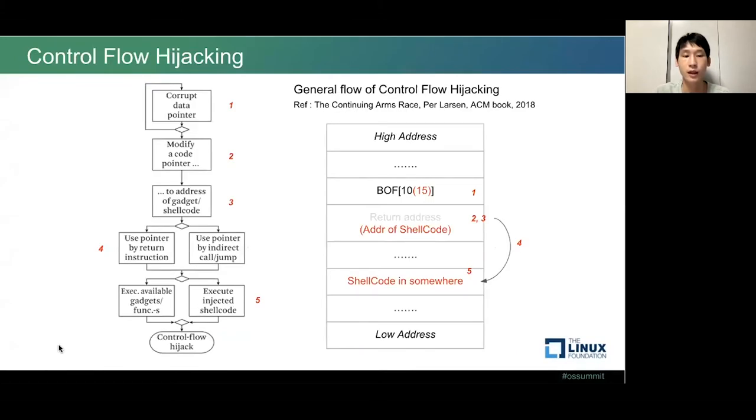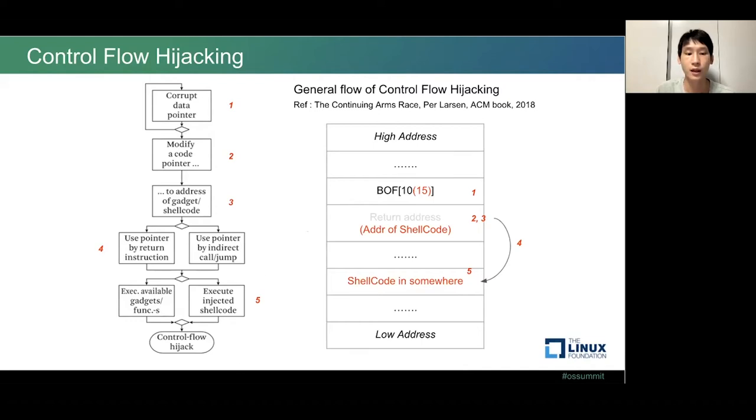First, we have to understand what control flow hijacking is. In the left picture, you can see the control flow hijacking flowchart. To help understanding, I prepared some memory map. For control flow hijacking, at first, we corrupt a data pointer. The data pointer is a BOF buffer with size 10. If we want to corrupt this buffer, we input an oversize input like 15.